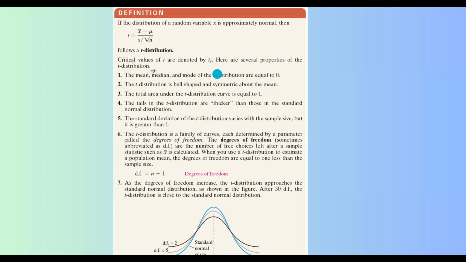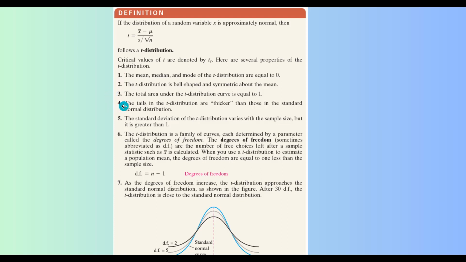Here are several properties of t-distribution. This is the graph of t-distribution, which is similar to normal distribution, but it's not exactly normal. As you can see, the tails are shifted a little bit above. First of all, the mean, median, and mode of t-distribution are all equal to 0. 2, t-distribution is bell-shaped and symmetric about the mean. Number 3, the total area under the t-distribution is equal to 1 or 100%.